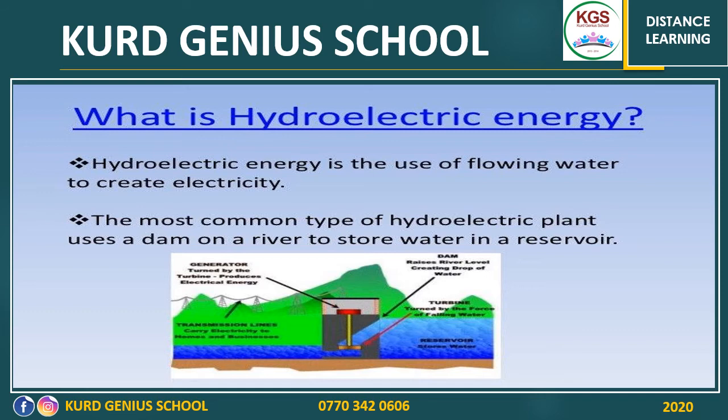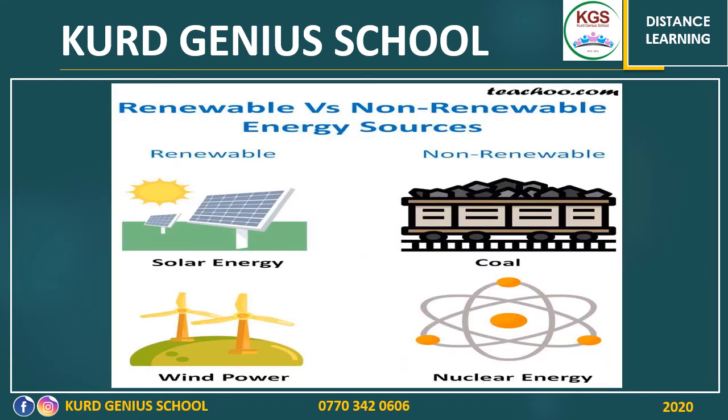First of all, I'm going to explain hydroelectric energy. Hydroelectric energy means electricity generated from the force of falling water, and the most common type of hydroelectric plant uses a dam on a river to store water in reservoirs. Again, what do we mean by hydroelectric energy? Hydroelectric energy is the use of flowing water to create electricity.